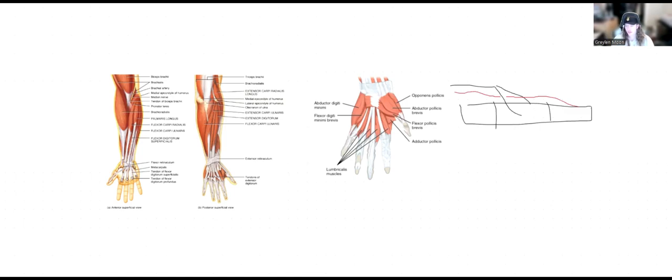And the reason it has to be that way is because if this was over top, you would have a really thick sort of hand.